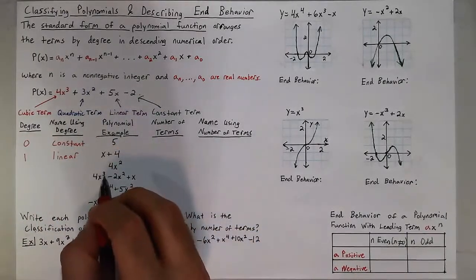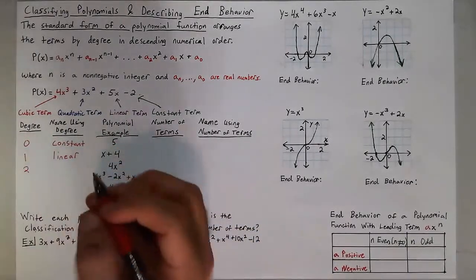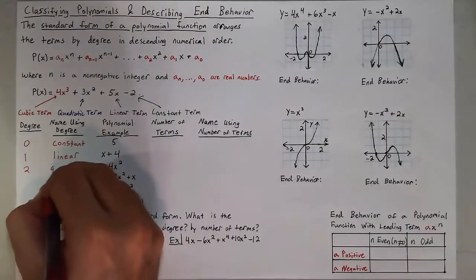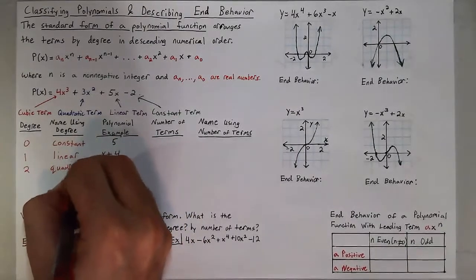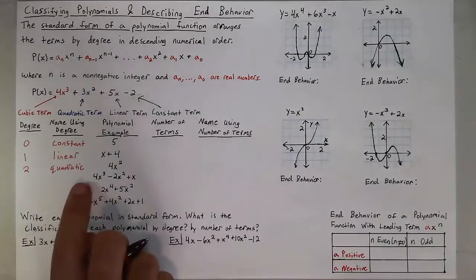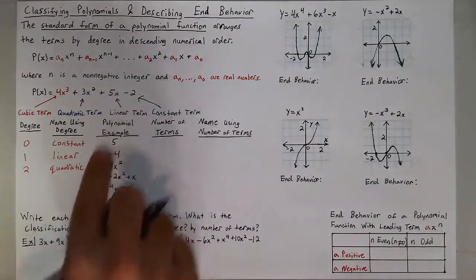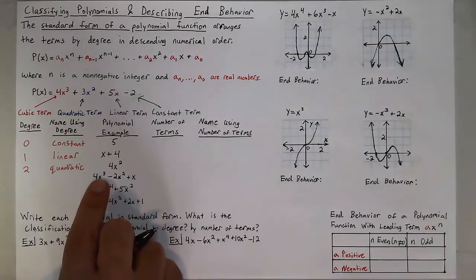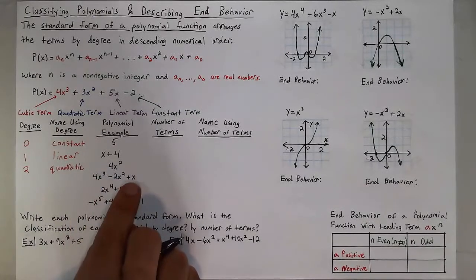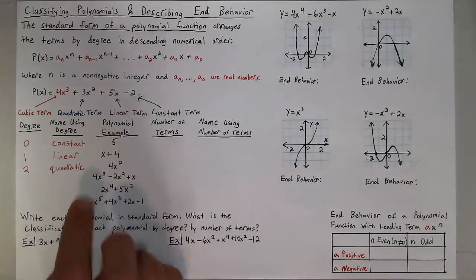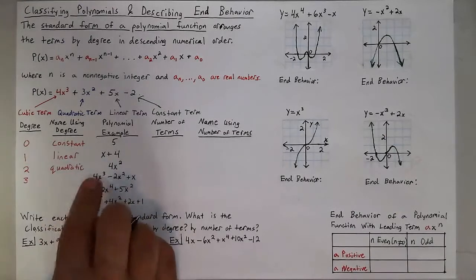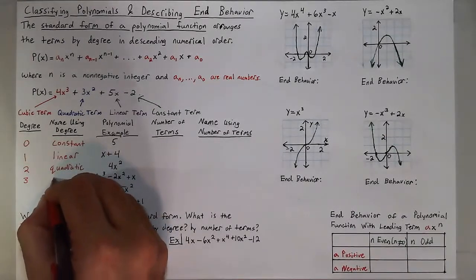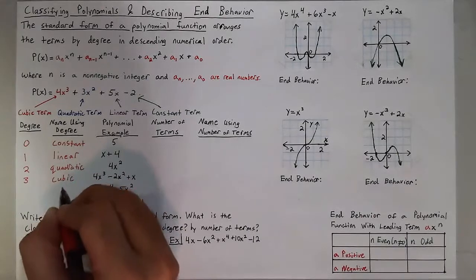Next up, we have 4x squared, that is degree 2, which we refer to as a quadratic, just like in the last unit. And here we have 4x cubed. Again, we always just go off of whatever the biggest power term is. So even though there is a quadratic and linear term, this is based off the highest power. So that's a degree 3 polynomial, which we refer to as a cubic polynomial.